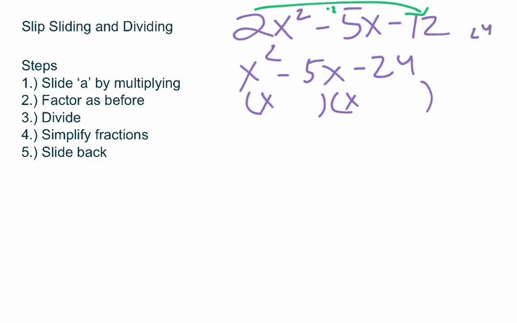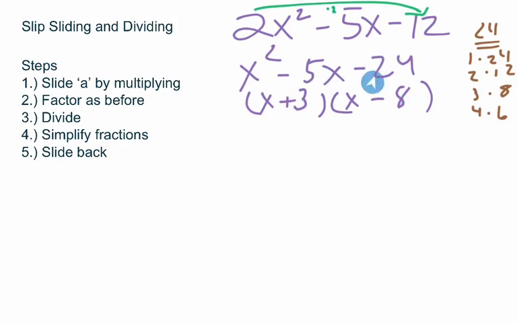So you might do some scratch work. I'm going to do my scratch work in a different color just to make sure that you guys are totally clear. 1 times 24, 2 times 12, 3 times 8, 4 times 6. And I can tell by looking at that the 3 and the 8 is the pair that will give me the 5. And I can get a -5 if I do a positive 3 and a -8. You can do a quick little check on that, like 3 times -8 is -24, and 3 minus 8 is -5.